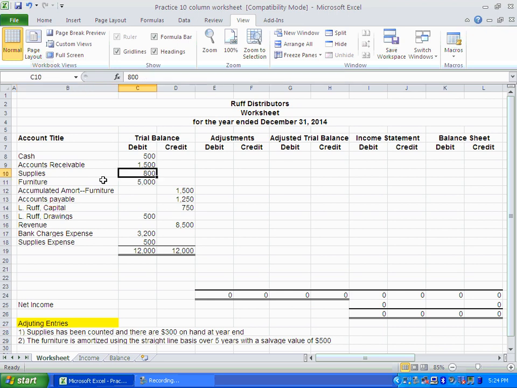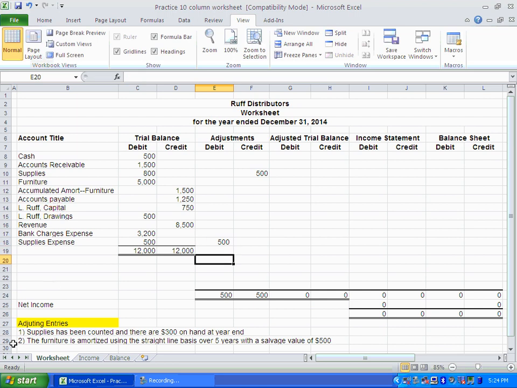year end. Well, I look at my supplies account and I see that my trial balance says it's got 800 in it. I have to adjust that number so it comes down to the $300 that's on hand at year end. To do that, I'm going to have to credit the supplies account for $500, taking the $800 debit and reducing it to a $300 debit. But as with everything else in accounting, if you credit something, you're going to have to debit something. So if I credited the supplies account for $500, I'm going to debit supplies expense for $500. That should be familiar because we did those adjustment entries in activity 5.